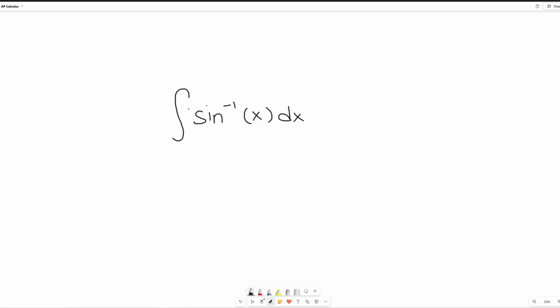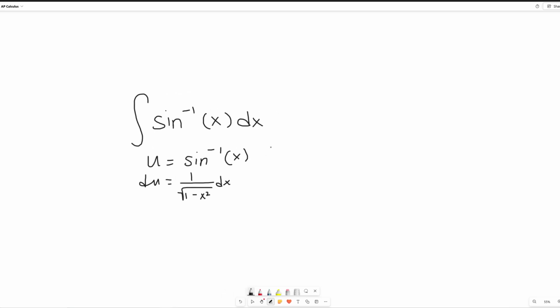You do have two things multiplied here: inverse sine of x and your dx. This is like a tangible thing in this case. So what do you do here? Well, using LIATE, we're going to set our u as inverse sine of x, right? And then du is 1 over square root 1 minus x squared dx. Okay, fine. Now we're going to set our dv as dx. Okay, that means our v is just going to be x.